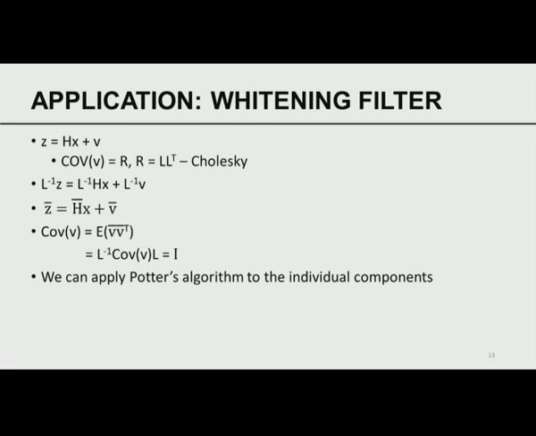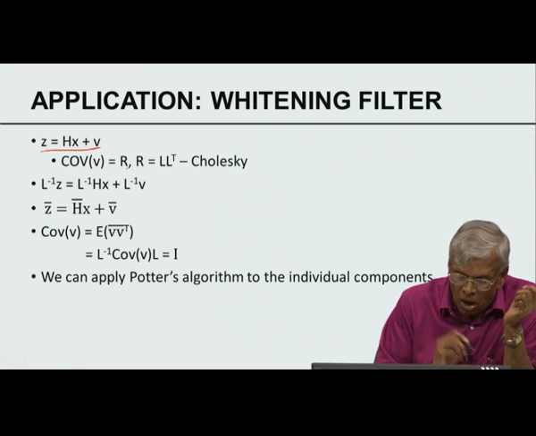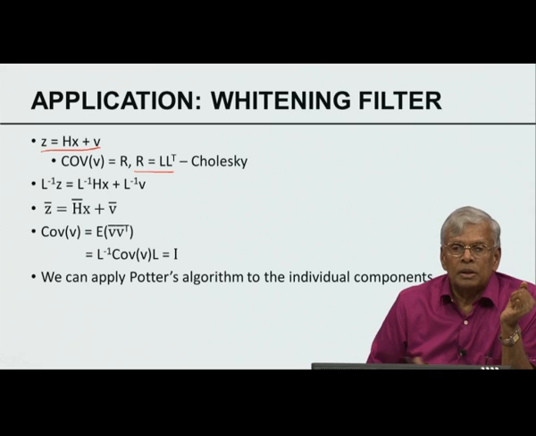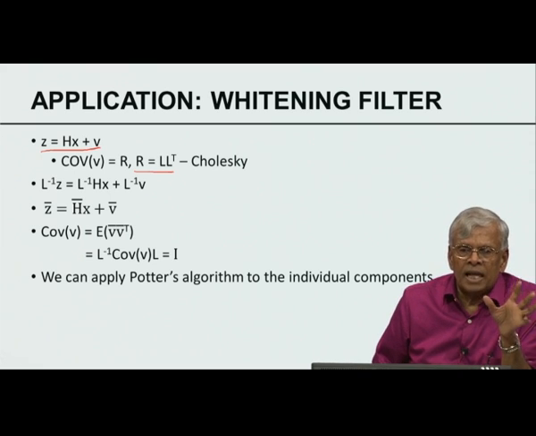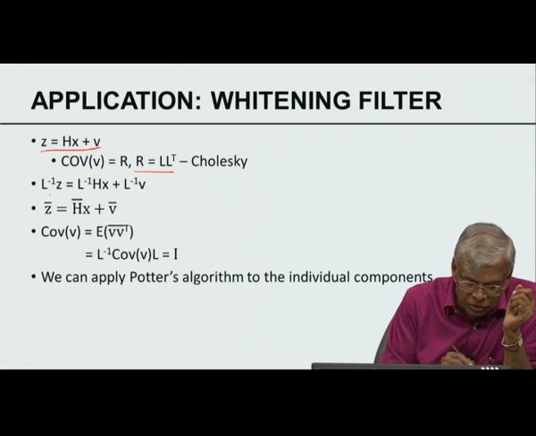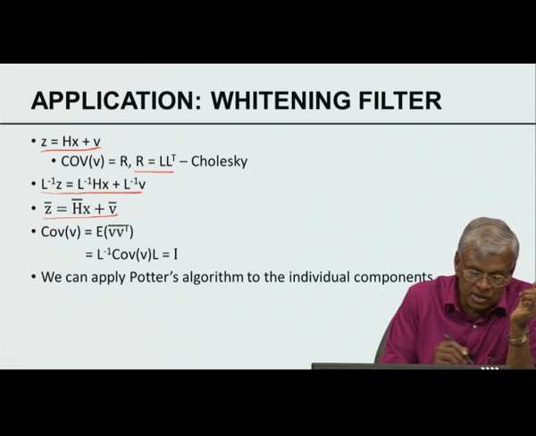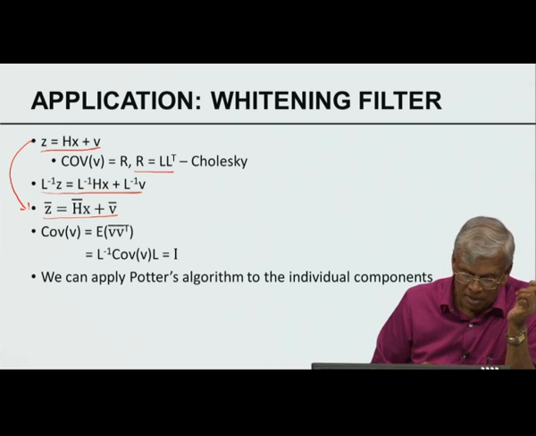How do we apply this m equal to 1 case to the general case? In the general case, my observation is an m vector given by this. Now I am going to consider my V. The covariance of V is R. R can be expressed as a product of L and L transpose. That is a Cholesky decomposition. If you multiply both sides by L inverse, I get a new equation for the observation. So this becomes the new equation for the observation.